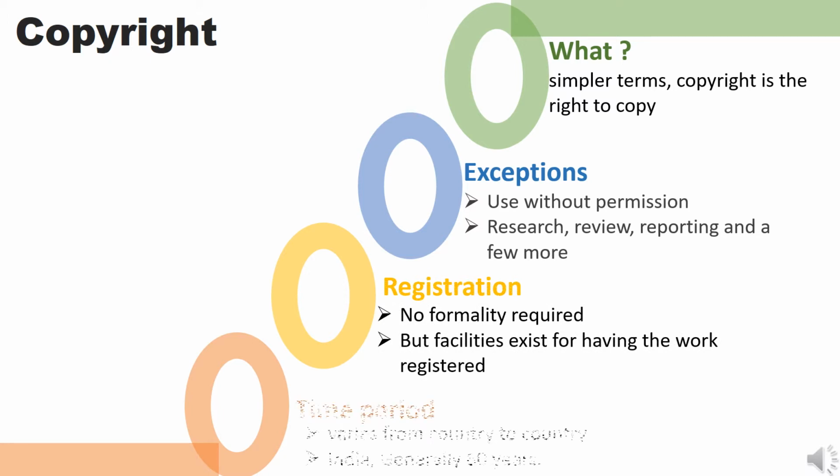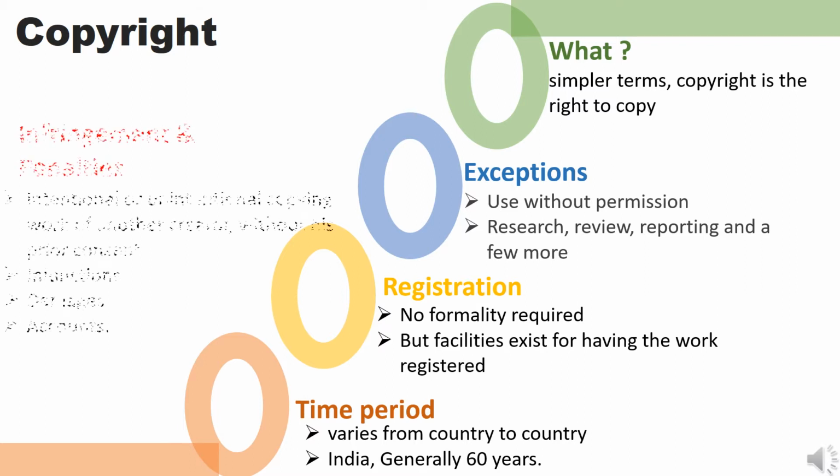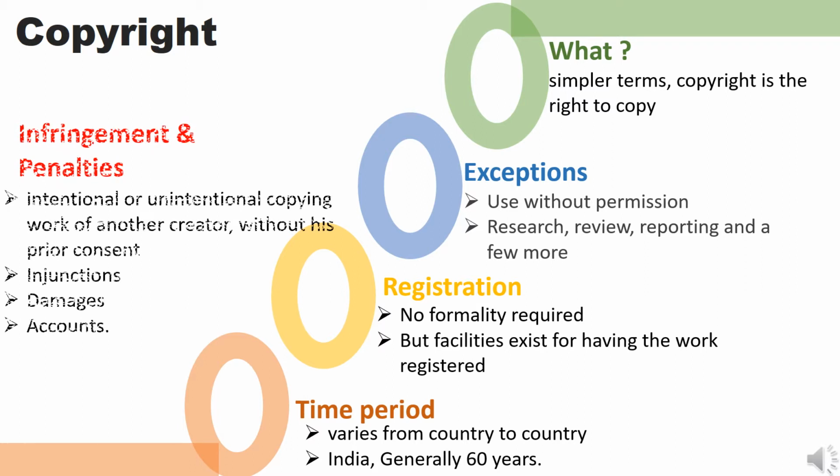Under certain conditions, copying is permitted without specific permission of the copyright owners. Some of the exemptions are for the purpose of research or private study, for criticism or review, for reporting current events in connection with judicial proceeding, and a few more. Copyright comes into existence as soon as a work is created, and no formality is required to be completed for acquiring copyright. However, facilities exist for having the work registered in the Register of Copyrights maintained in the Copyright Office of the Department of Education.